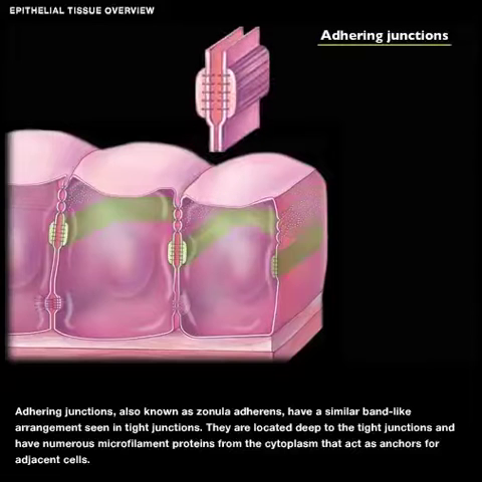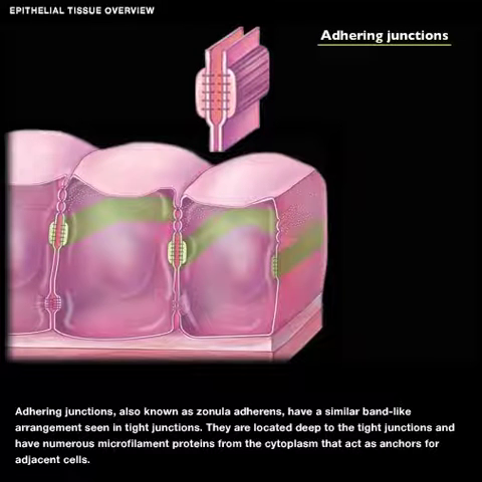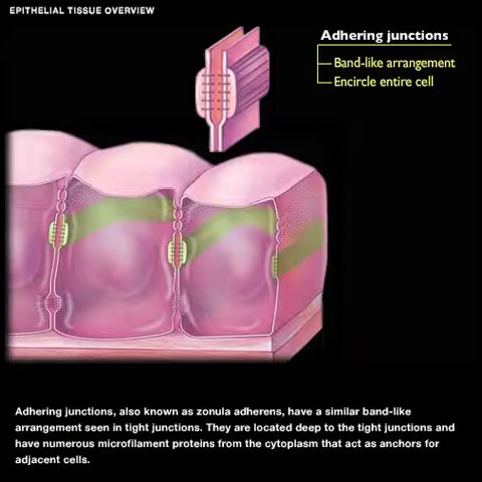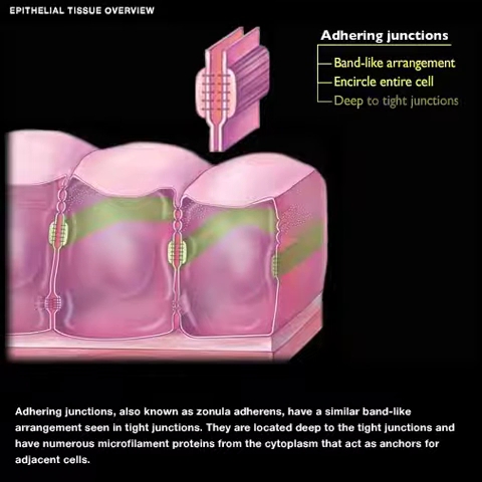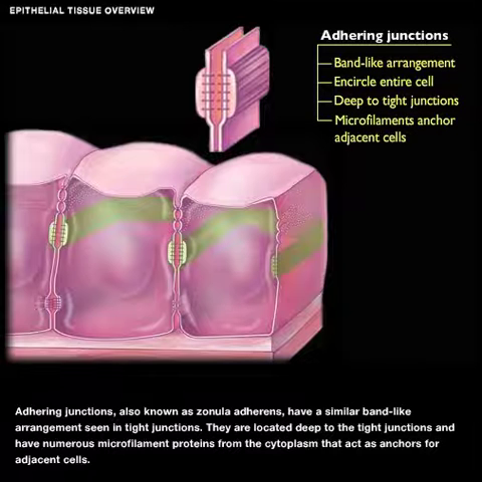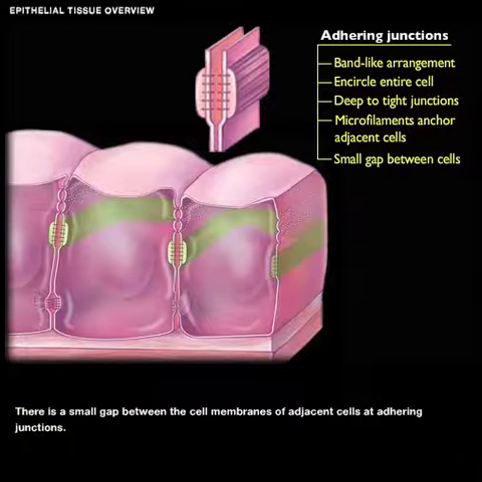Adhering junctions, also known as zonula adherens, have a similar band-like arrangement seen in tight junctions. They are located deep to the tight junctions and have numerous microfilament proteins from the cytoplasm that act as anchors for adjacent cells. There is a small gap between the cell membranes of adjacent cells at adhering junctions.